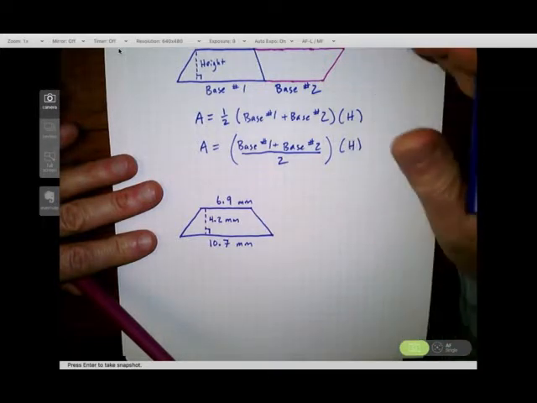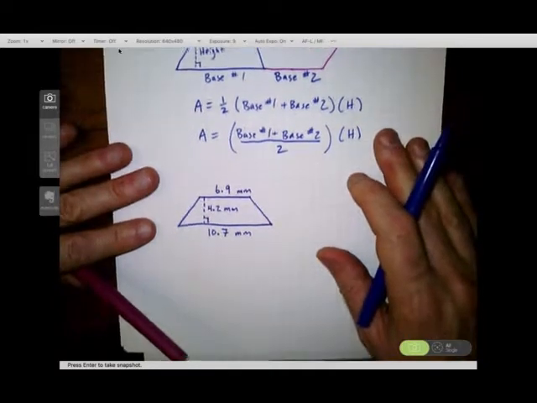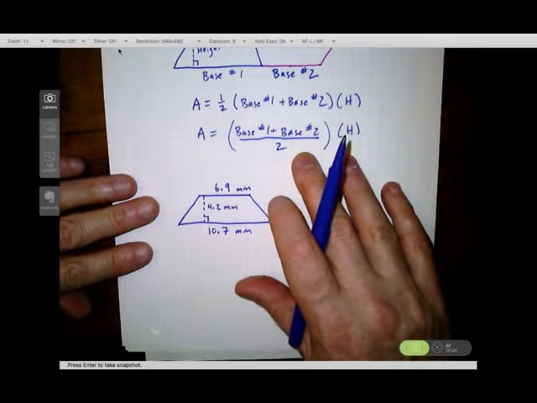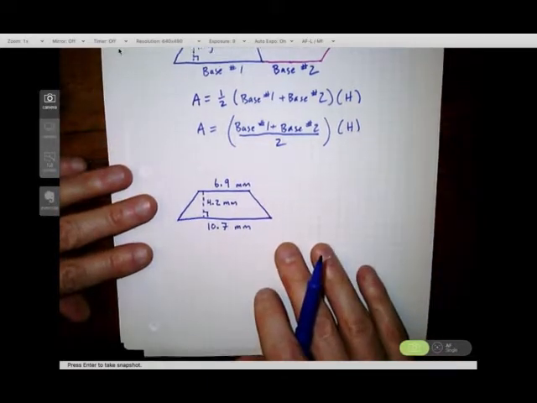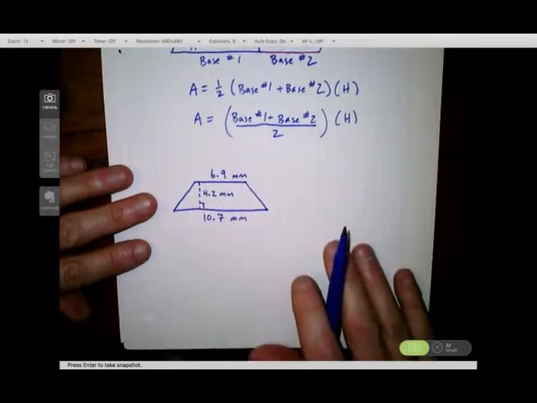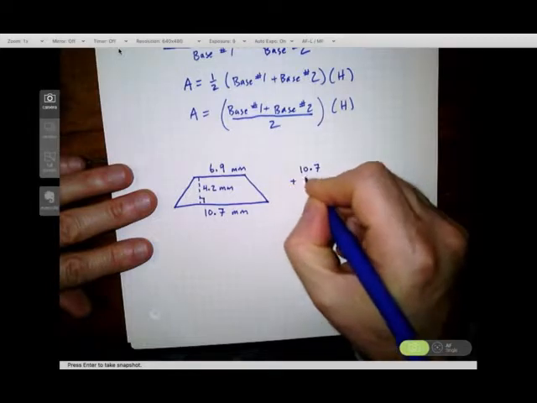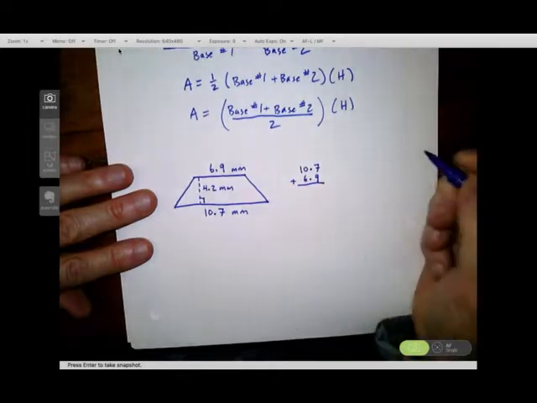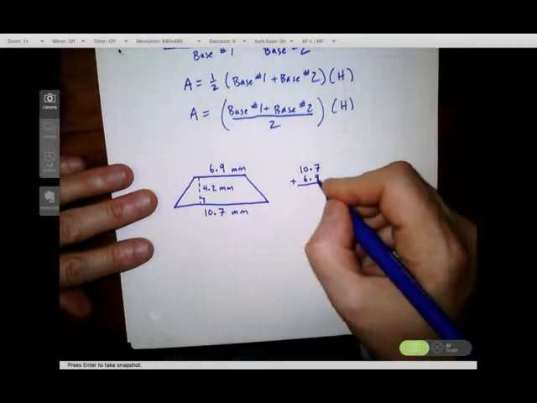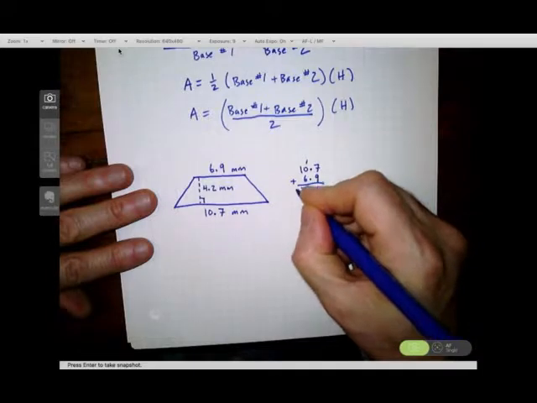Again, I'm just trying to show you where these formulas come from, and they come from what we know about the way to find the area of a parallelogram. Okay, so this is what I'm going to use to find the area of this trapezoid. First thing I need to do is add the two bases together. So 10.7 plus 6.9. That is 7 plus 9, 16, decimal down there, a 7 and a 1.